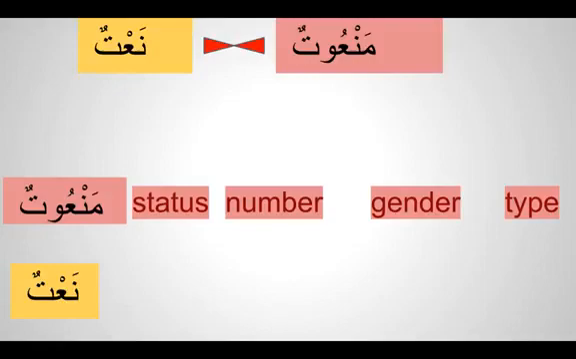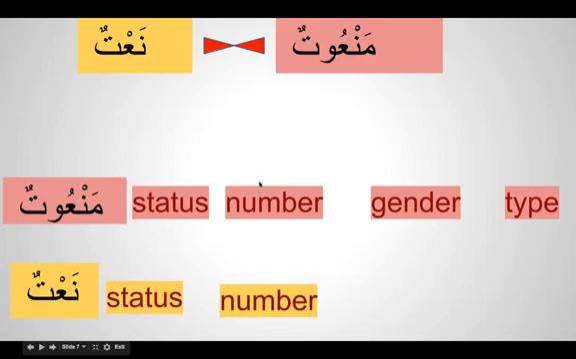If the man'ut has dhamma, fatha, or kasra, the naat will also have dhamma, fatha, or kasra. It will follow exactly the same vowel sign ending, so they both will have the same vowel sign. If man'ut is singular, the naat will also be singular. If the man'ut is dual, the naat will be dual. If man'ut is plural, the naat will be plural. So this is how it copies in every way.